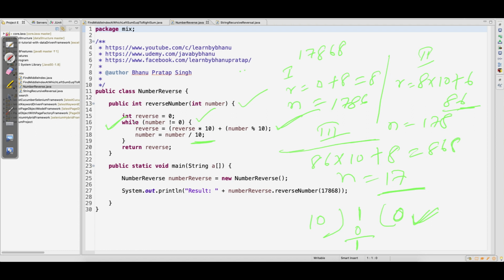Let's say you don't remember these 3 lines. Generally people will try to mug up these lines. You don't need to remember this line. I have explained why we multiply by 10, why we do modulus, why we do division, everything I have explained to you guys, right?